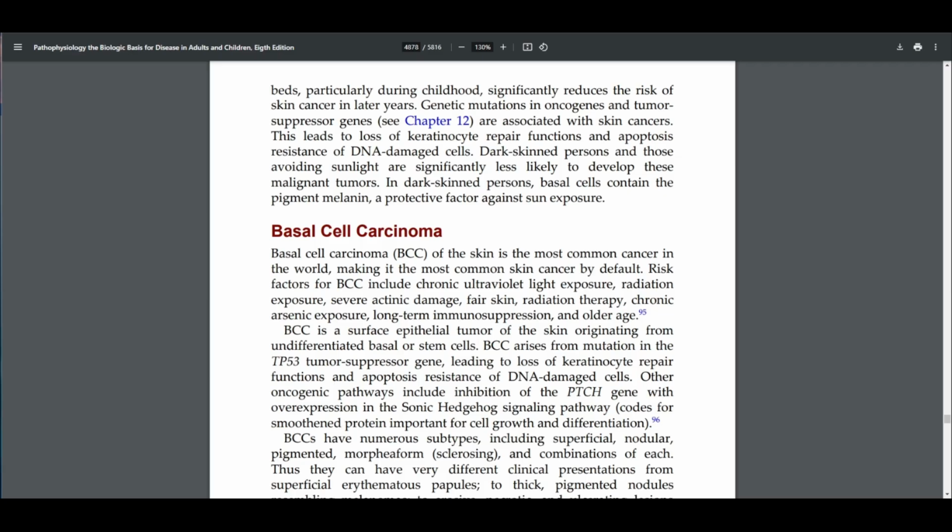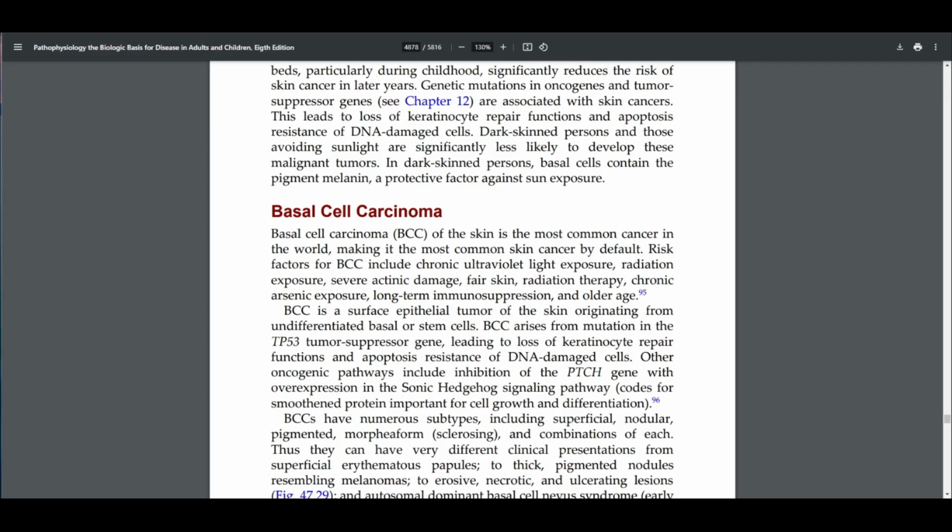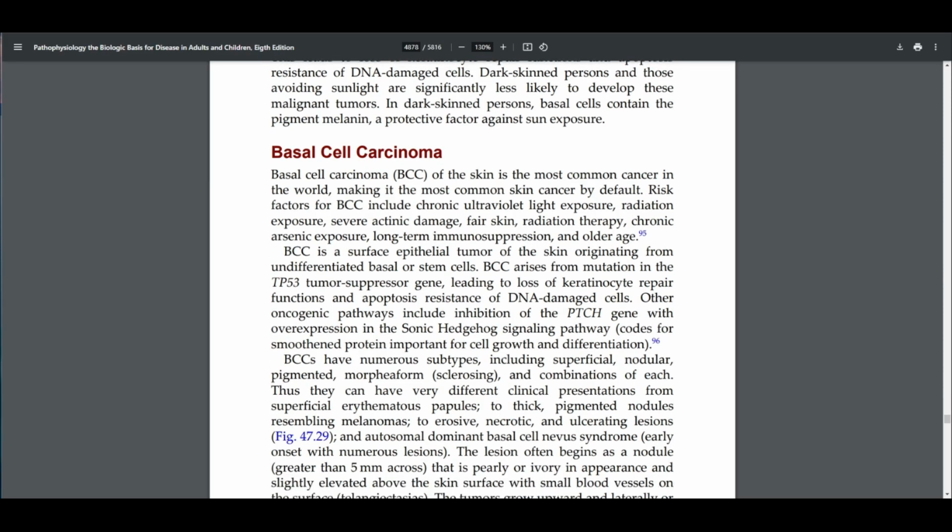This leads to loss of keratinocyte repair functions and apoptosis resistance of DNA-damaged cells. Dark-skinned persons and those avoiding sunlight are significantly less likely to develop these malignant tumors. In dark-skinned persons, basal cells contain the pigment melanin, a protective factor against sun exposure.